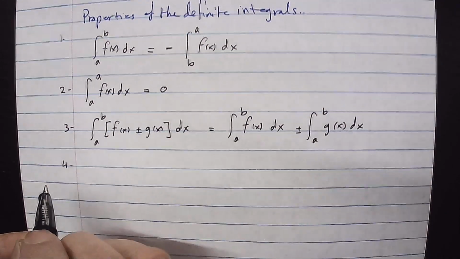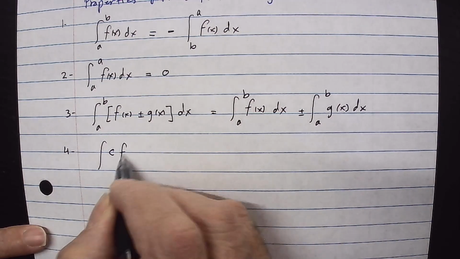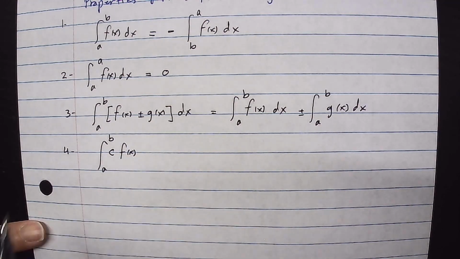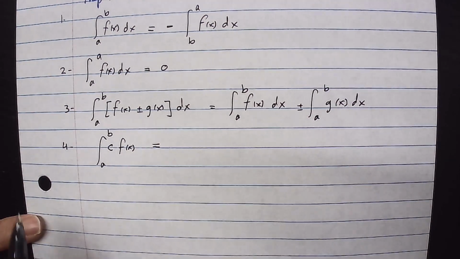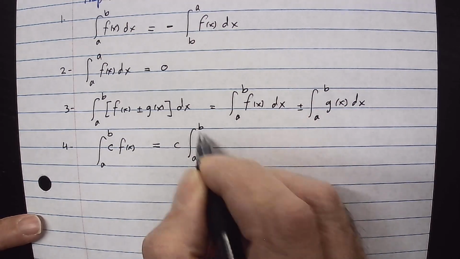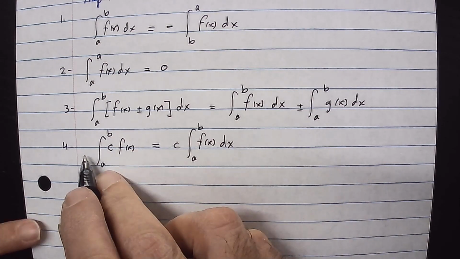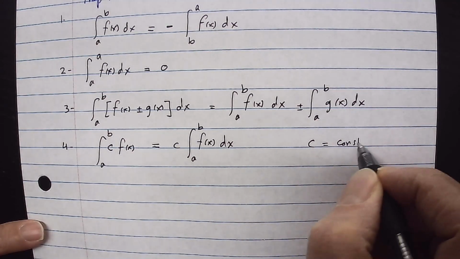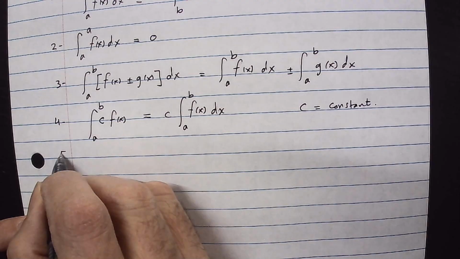The fourth property is the integral of a constant multiplied by the function on the bounds a to b. Well, see, here's a constant. This is equal to the constant itself multiplied by the integral a to b f of x dx. That is, we can kick the constant out of the integral, where c equals constant.